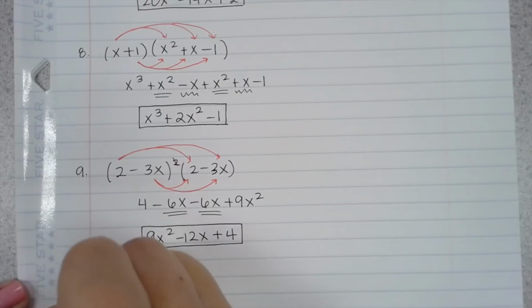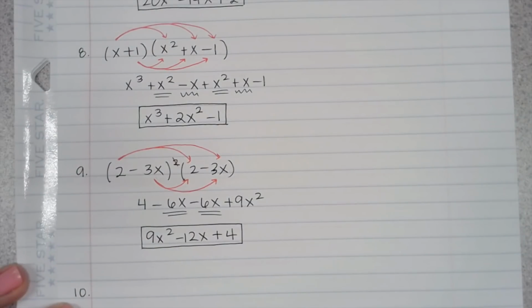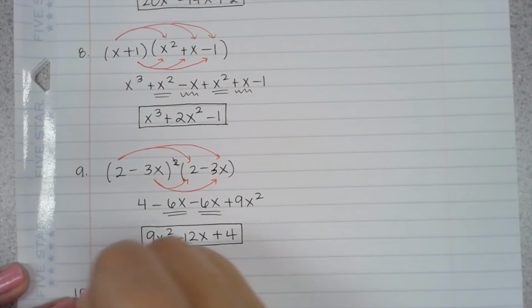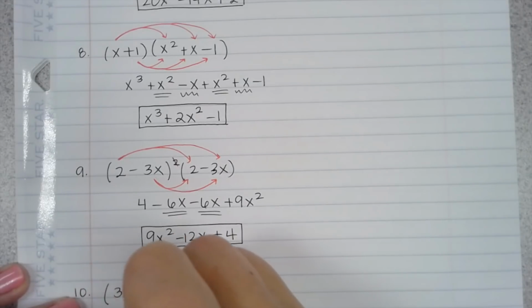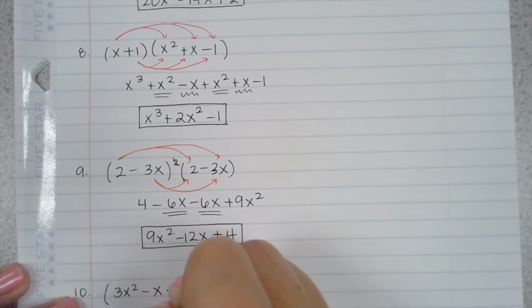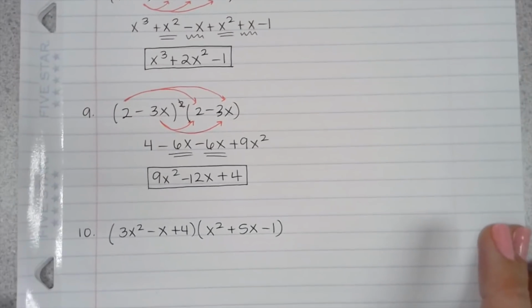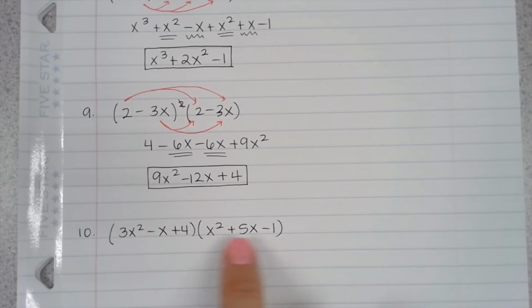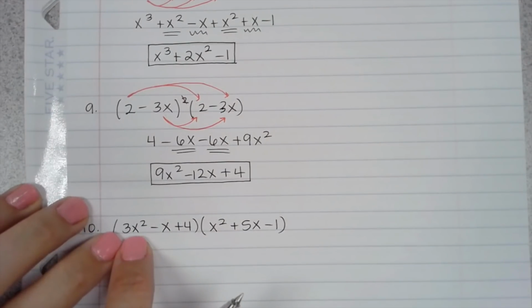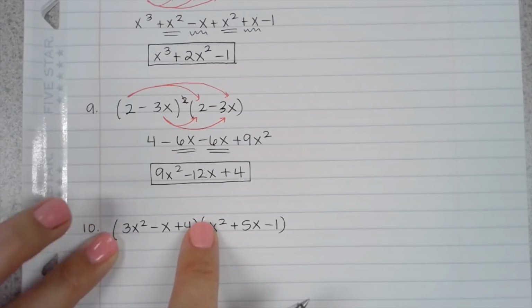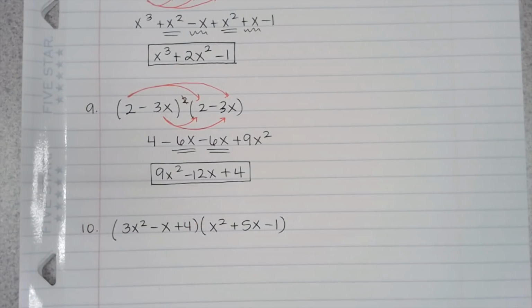Question number 10, it's a multiplication question. It's probably the longest multiplication question that you have on the page. So this one says 3x to the second minus x plus 4. And then in the second parentheses, it says x to the second plus 5x minus 1. So what makes this question longer or more difficult is a couple of things. This one has 3 and this one has 3. So I'm going to have to multiply this one through, and then this one, and then the last one. But when I'm doing the work for this question, there's just lots of places that you can make mistakes with exponents and powers and numbers, so be careful on that.